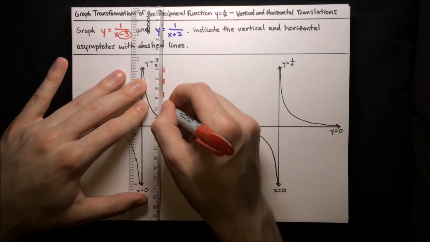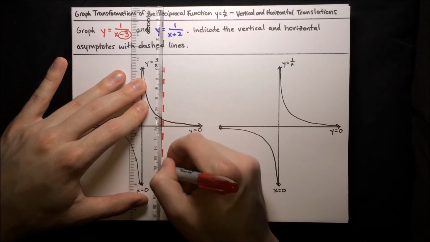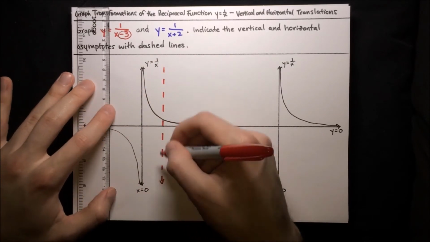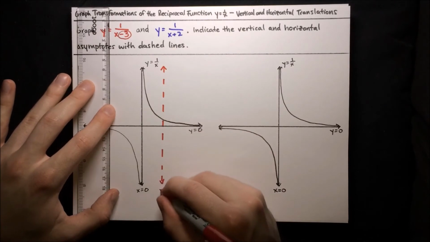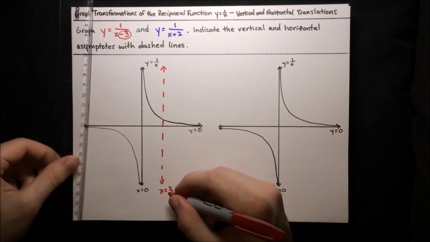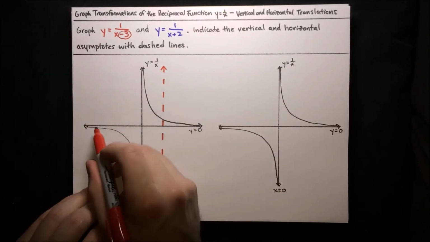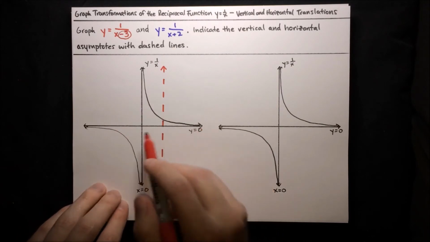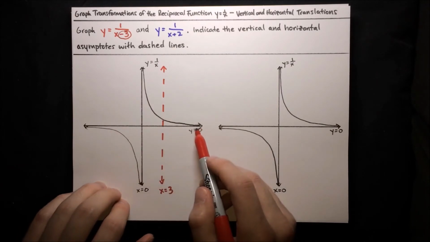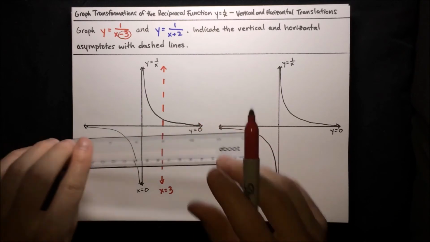So here it will be. This will be the asymptote. Originally it was x equals 0. Now it's 3 to the right. So x equals 3. And our horizontal asymptote here, well, when we move it 3 units to the right, it just stays the same because it's a flat horizontal line.